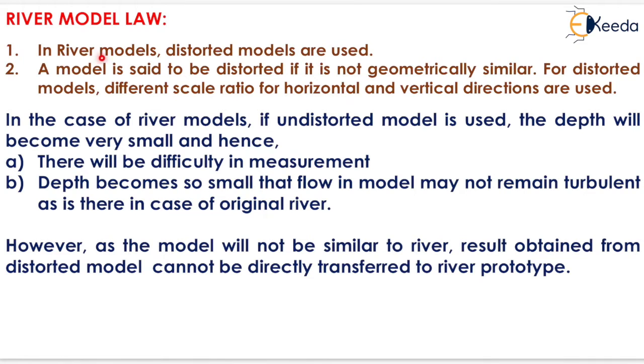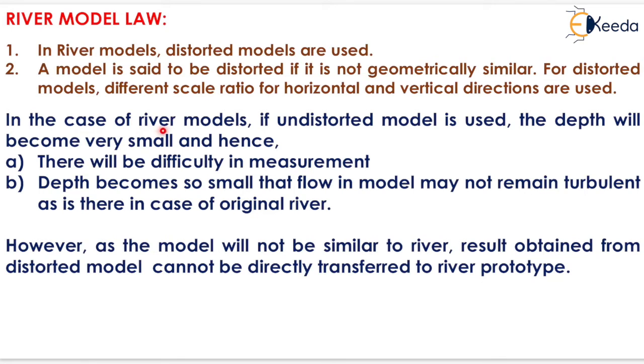Now in river models, distorted models are used. A model is said to be distorted if it is not geometrically similar. For distorted models, different scale ratios for horizontal and vertical directions are used.